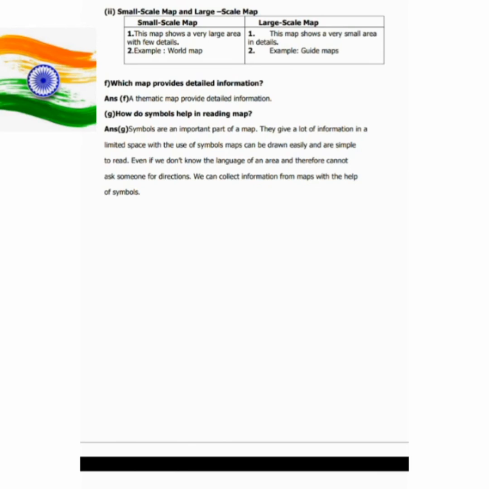So symbols are an important part of a map. They give a lot of information in a limited space. With the use of symbols, maps can be drawn easily and are simple to read.